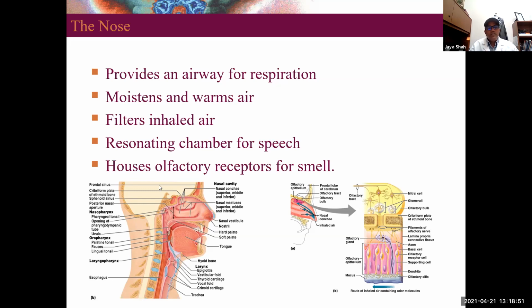The nose has another function: it houses olfactory receptors for smell. So if you see the roof of the nose here, there is the cribriform plate of the ethmoid bone where the olfactory nerve passes, and whatever you sniff, you can smell.